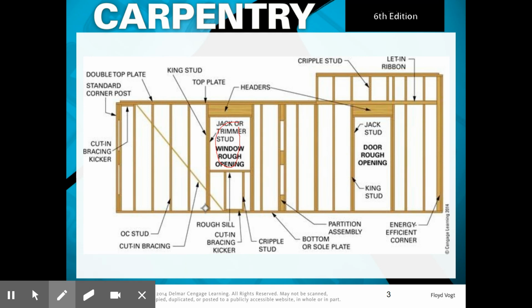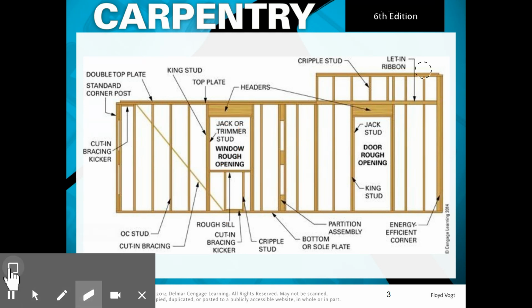And the components that make this up: we have our king stud, which is your stud cut at the normal length. We have a jack or a trimmer stud, and you can see that this one comes all the way up to right here. And then we have our cripple studs, which are here. We can also have cripple studs up here, depending on the location and the size of the window. Sometimes you can run your header all the way up, sometimes you can't. So if you have a header like this right here, you eliminate the need for cripple studs up top.